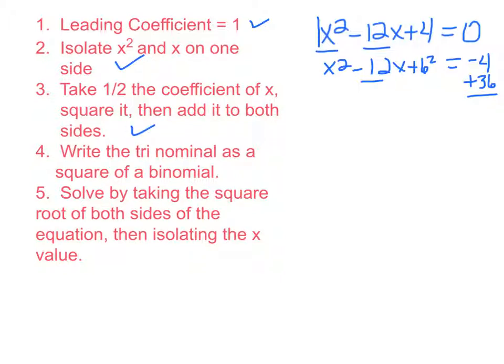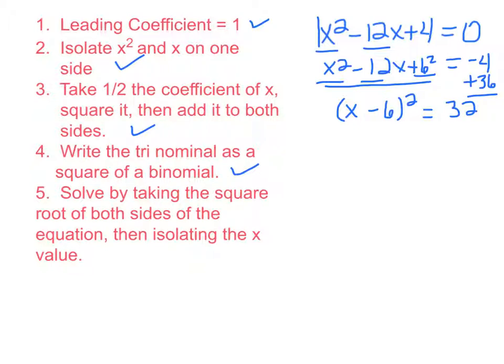Now we are supposed to write the trinomial, okay, here's our trinomial, as the square of a binomial. Okay, so the square root of x squared is x, the square root of 6 squared is 6, and your middle term is negative. Okay, so we have just written the trinomial as the square of a binomial. Equals, now we have 36 minus 4, which is 32. All right, so there was step 4. We wrote the trinomial as the square of a binomial.